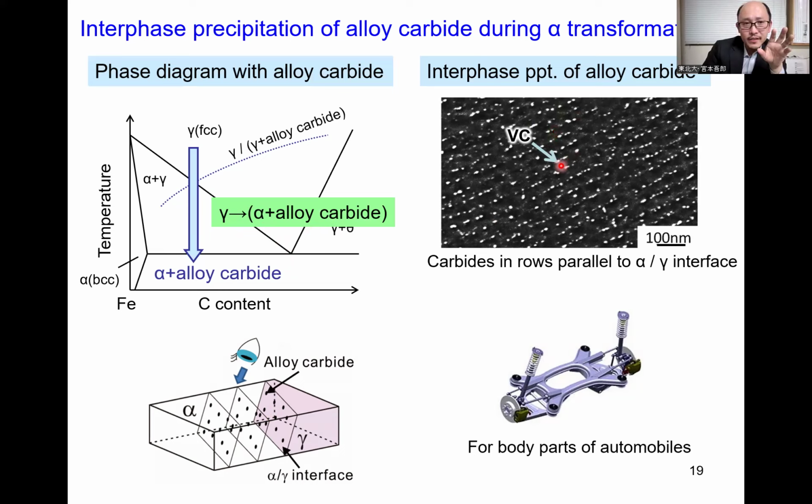So this is called interface precipitation. And carbide in rows parallel to the alpha gamma interface is evolved. And those nano-sized alloy carbides are used to strengthen steel sheet used for automobile body parts. And in this case, the alpha gamma interface is the nucleation site for alloy carbide. So its crystallographic structure is very important to understand the alloy carbide nucleation.